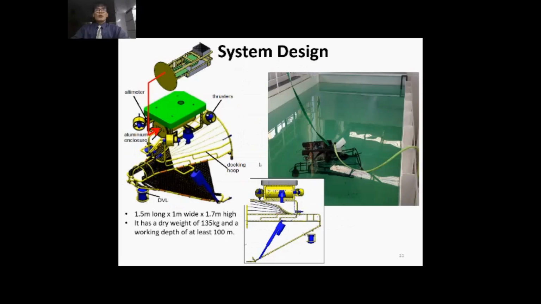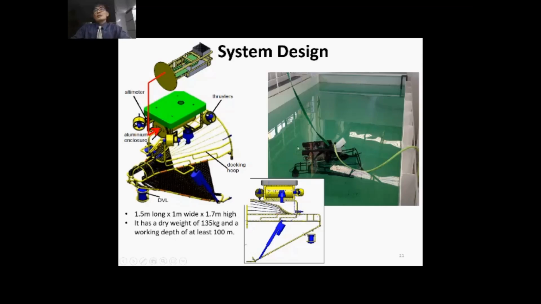So what is the model of the ROVs? Let's look at the system design. So this system basically consists of a few parts. One is the enclosure, the thrusters, which are the propeller motors that serve as the actuators for the ROV, and the docking hook, which is basically used to capture something. For this case, we are trying to capture the AUV inside the docking hook, and the DVL, which is used to measure the velocities. And this design is 1.5 meters by 1 meter by 1.7 meters height, and it has a dry weight of 135 kilograms, and the working depth is at least 100 meters.